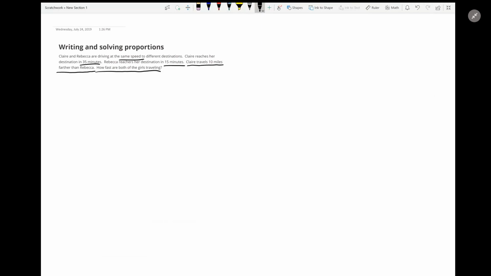Claire travels 10 miles farther than Rebecca. And I'm going to write that down as an equation where the distance that Claire travels is equal to the distance that Rebecca travels plus an additional 10 miles. Okay, so that's our starting point here.